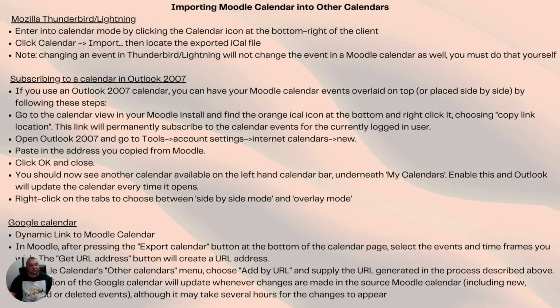Open Outlook 2007 and go to Tools, Account Settings, Internet Calendars, New. Paste in the address you copied from Moodle. Click OK and close. You should now see another calendar available on the left-hand calendar bar underneath My Calendars. Enable this and Outlook will update the calendar every time it opens. Right-click on the tabs to choose between side-by-side mode and overlay mode. So this is an example of importing the Moodle calendar into Outlook.